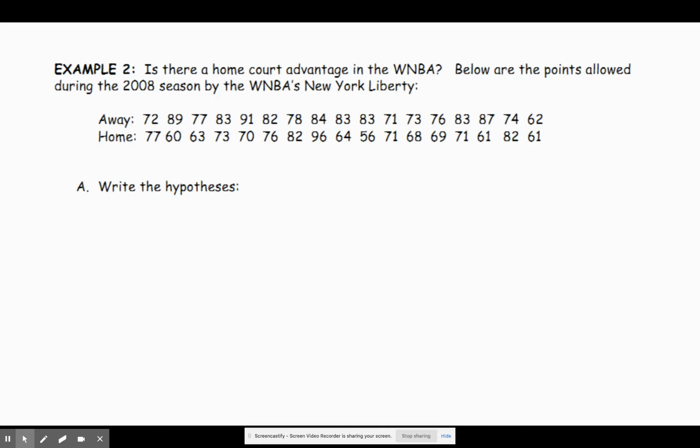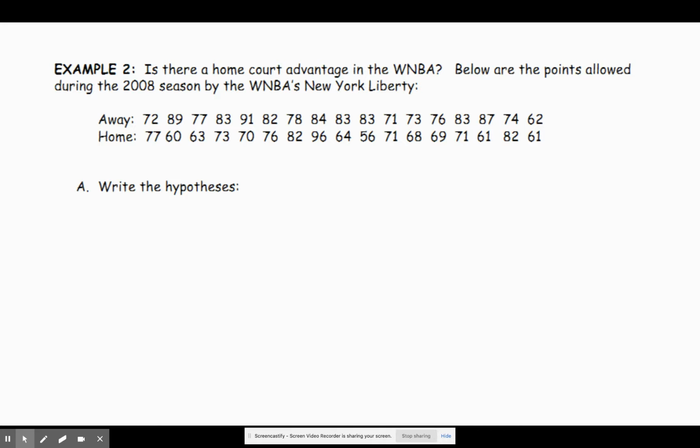And for points allowed, we want a smaller number because that indicates the team played better defense. So basically, we want to know, are they playing better defense, home or away? I would go ahead and put those two lists into your calculator. So we have away games and home games.